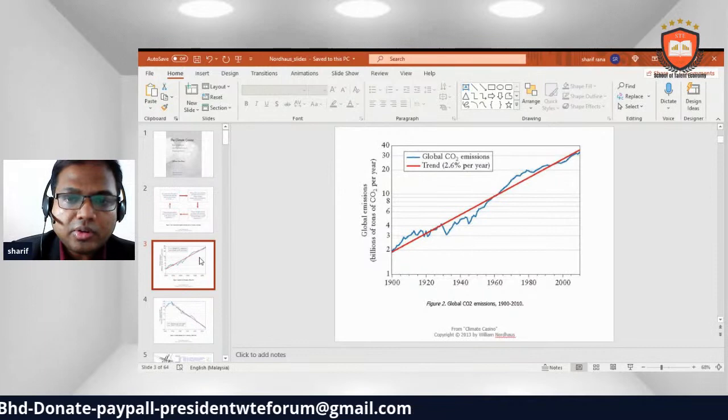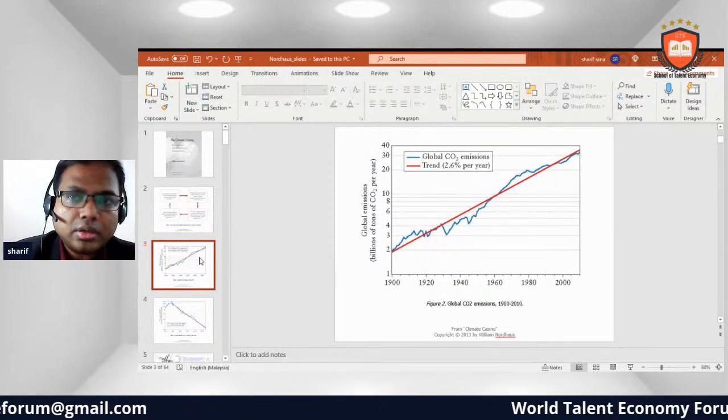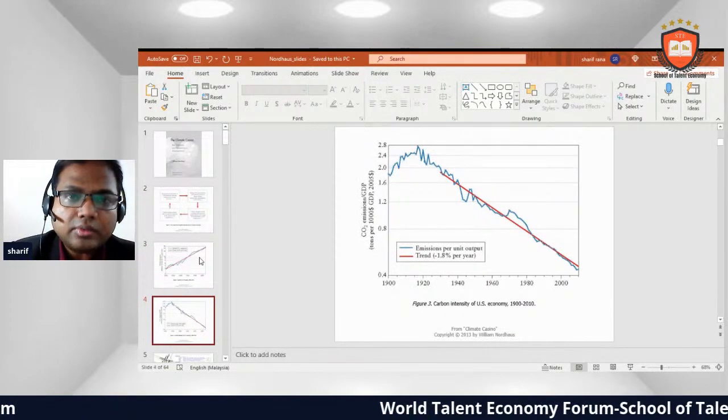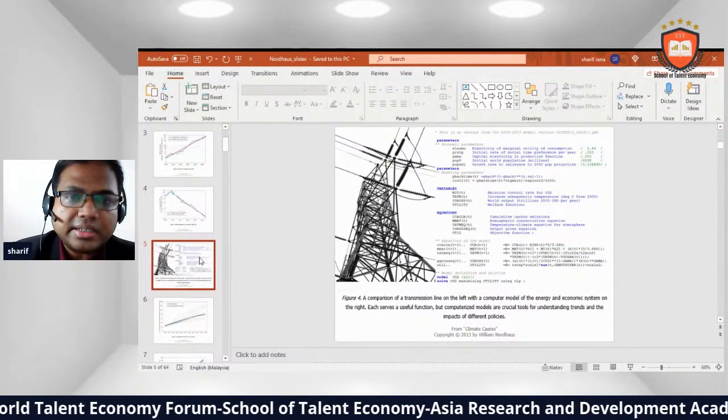Global CO2 emissions, 1990 to 2010. Global emissions. And this is one of the other things: global emissions are actually increasing. So there are some other things.